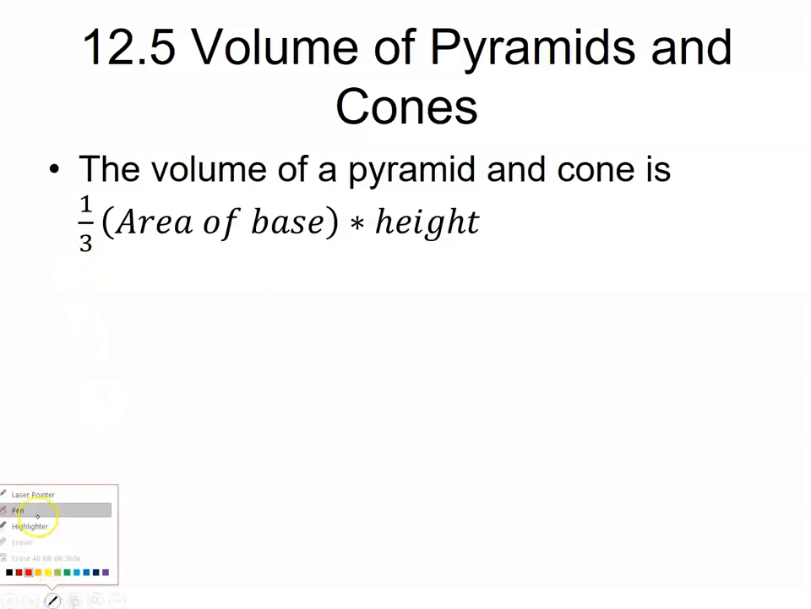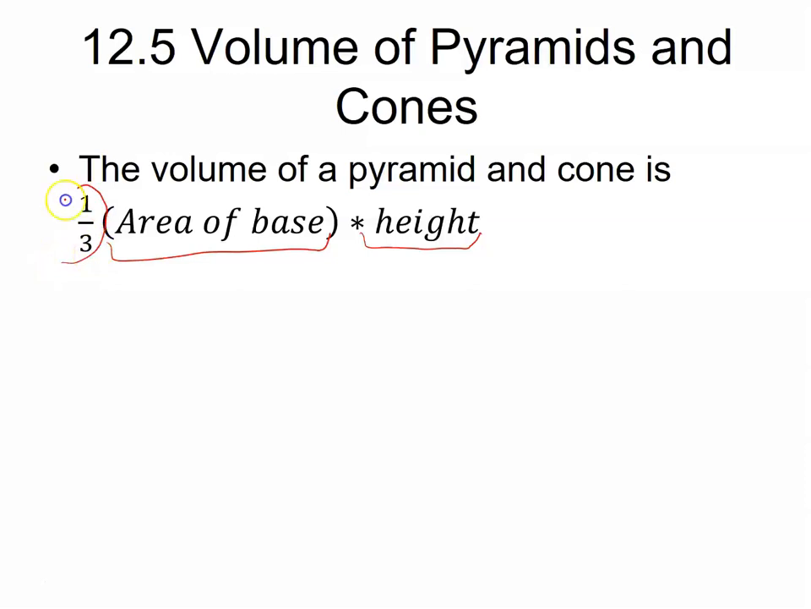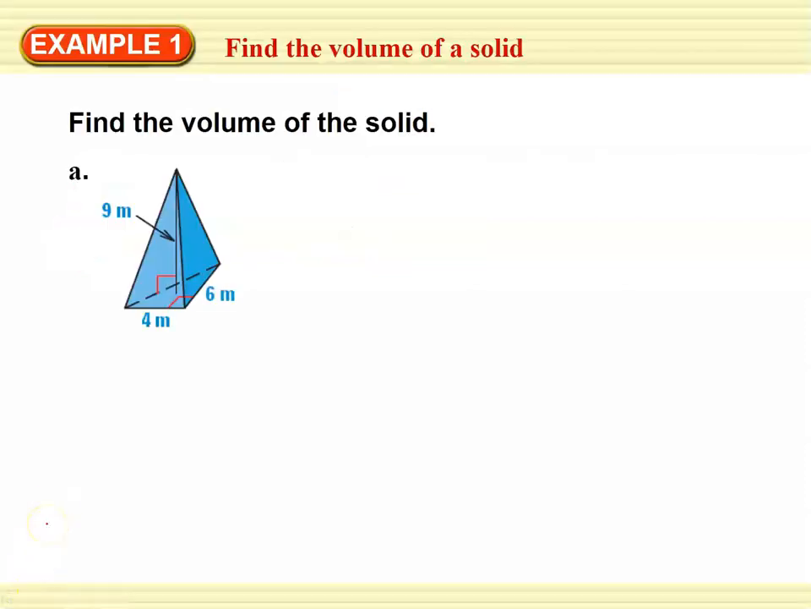So with a pyramid and a cone, it's just like before. You take the area of the base, you multiply by the height, but you also have to multiply by a third. So if you have a cone and a cylinder, for example, that have the same height and the same radius, the volume of the cone is a third as much as the volume of the cylinder. Alright, so let's go ahead and jump into this.